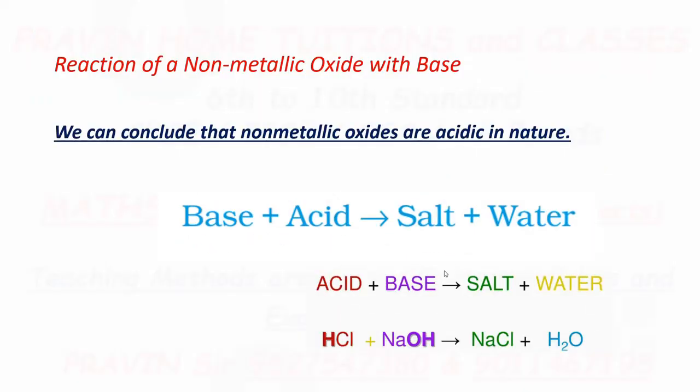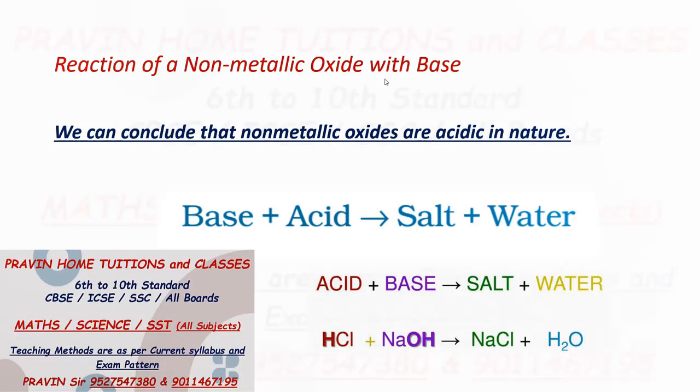Now, next part is reaction of non-metallic oxide with base. Here, one thing to memorize. Non-metallic oxides behave like acid. Non-metallic oxides are acidic in nature. So simple, base reacts with acid and forms salt and water.